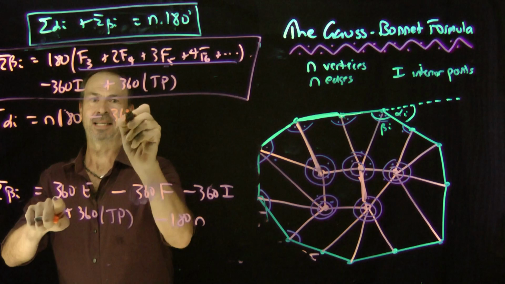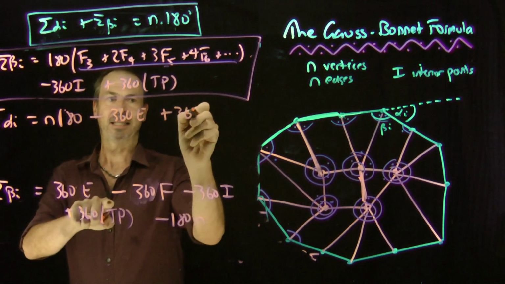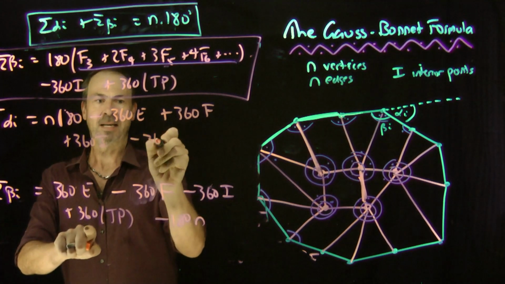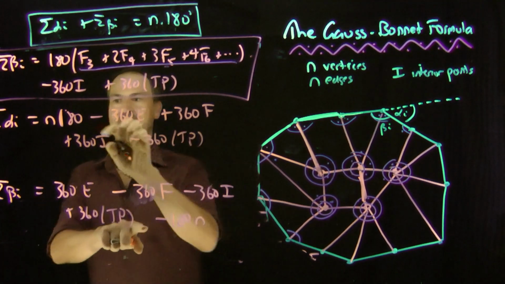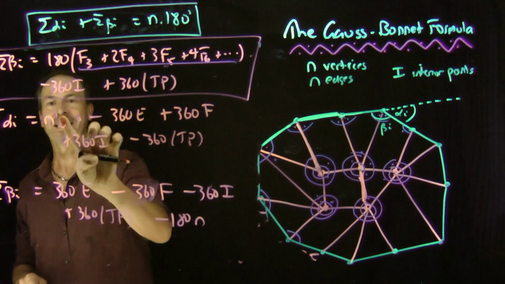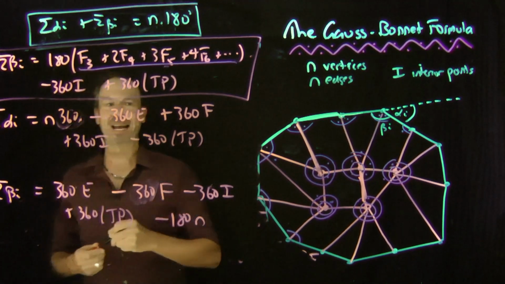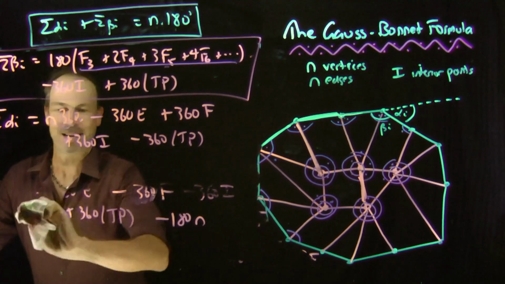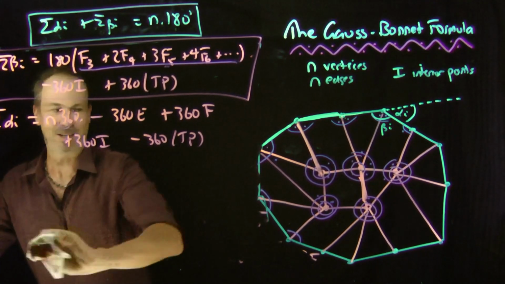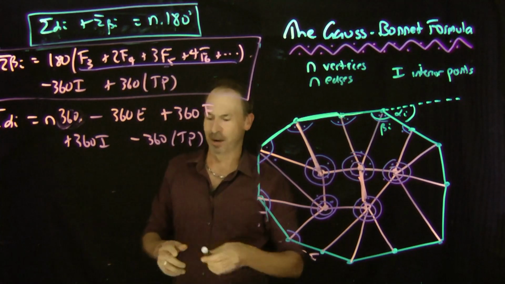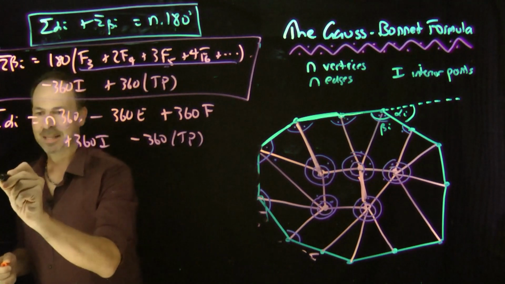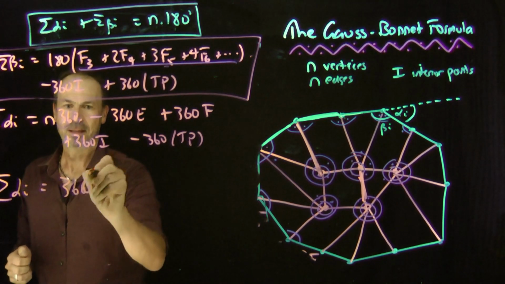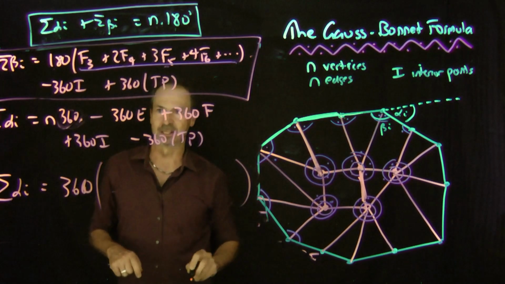n minus 360e plus 360f plus 360i minus 360 the total pointiness, plus another 180n, 360n's. Oh heavens. This is really nice. All right. I've got it. I have now that the sum of the exterior angles is given by 360, the common factor of 360 in everything. Let's see if I can fit it in this little space.